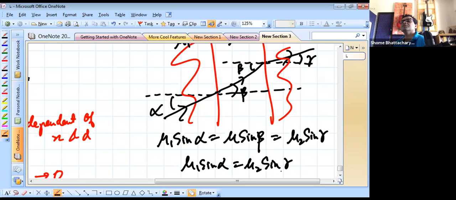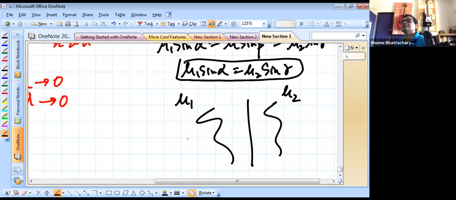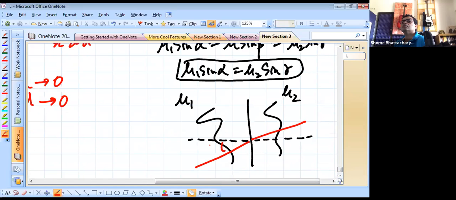So the in-between medium of mu, if I remove that also, and I just create an interface between these two, I have mu1 on this side and mu2 on this side, and the incidence is happening in the same way at an angle alpha over here, then the refraction will happen in the same way. If this angle is alpha, then even though there is no in-between layer of mu, on mu2 it will come out with the same angle gamma, which it was coming out at above.